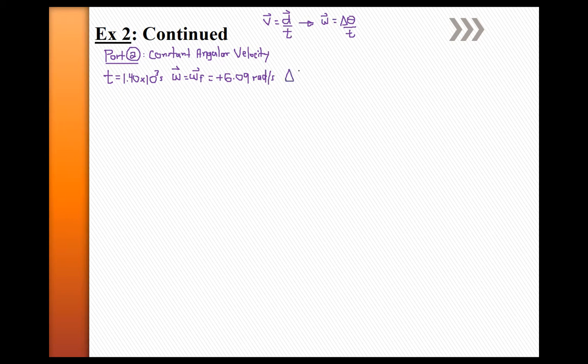And we want to calculate delta theta. The equation we use is omega, angular velocity, equal to angular displacement, delta theta, divided by t. So delta theta would be equal to omega times t, which is positive 6.09 radians per second, multiplied by the time, which is 1.40 times 10 to the third seconds. Then delta theta 2, to indicate it's the angular displacement for part 2, is positive 8.526 radians.